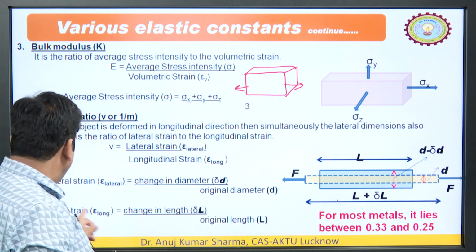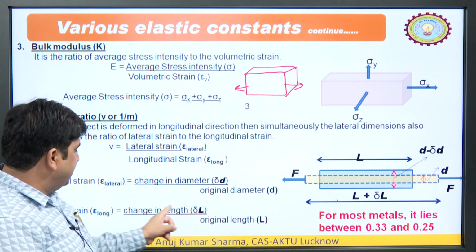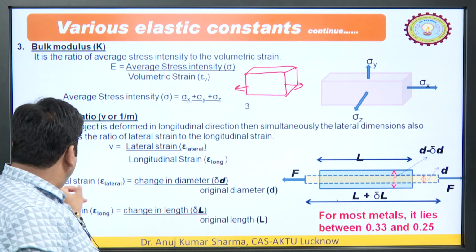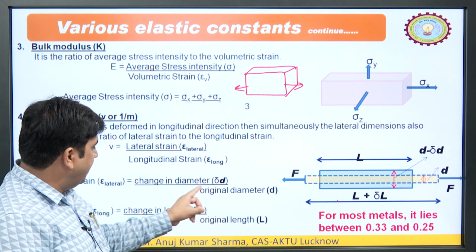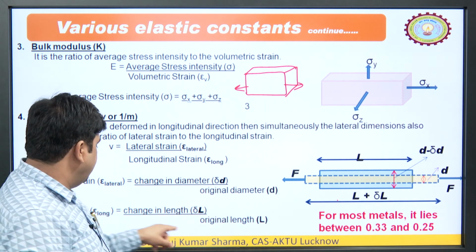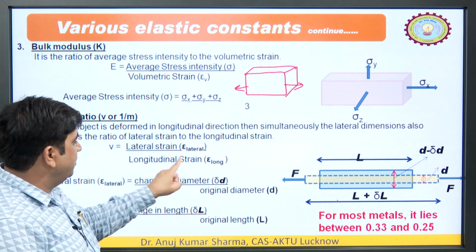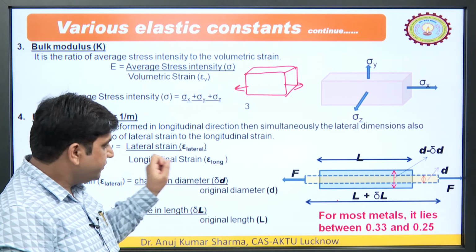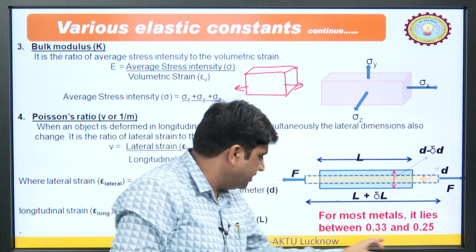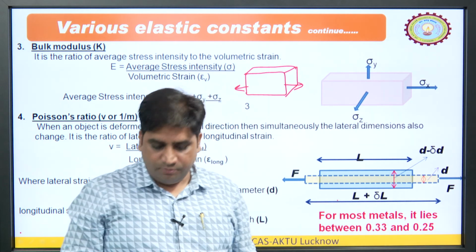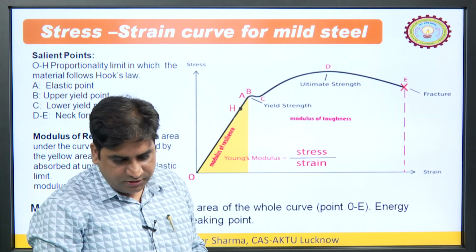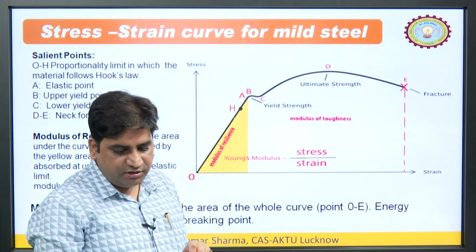Here we can see the longitudinal strain is change in length upon original length and lateral strain is change in diameter upon original diameter. So, this Poisson's ratio is lateral strain upon longitudinal strain. For most of the metals it lies between 0.33 and 0.25. Apart from this, this is the stress strain curve for mild steel.